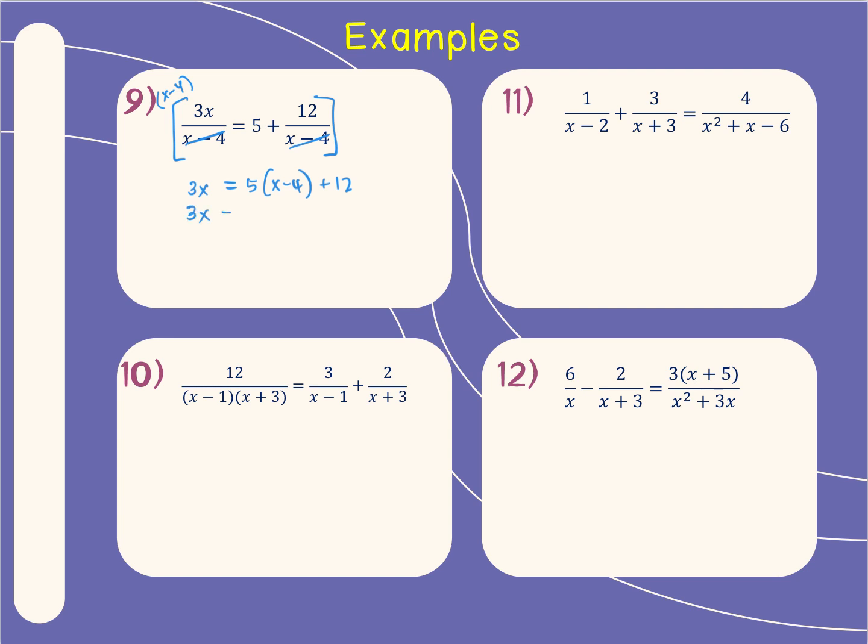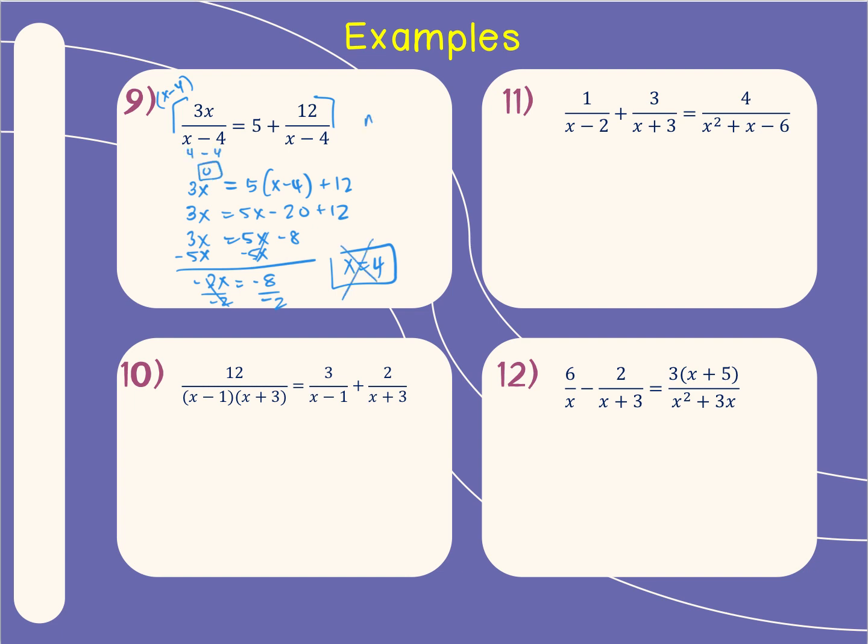So I just distribute 5x minus 20 plus 12. Again, I'm just going to keep doing the math here. 5x minus 8. I'm going to subtract 5x from both sides. And I'm going to get minus 2x equals minus 8. And divide both sides by minus 2. X equals 4. And again, I have to ask myself, can x equal 4? And when I go back to the problem, if x is 4, my denominator is 0.